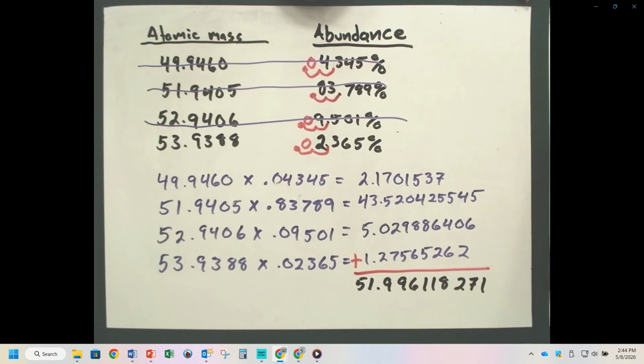So again, last thing, always round it to 5 digits. So 1, 2, 3, 4, 5 digits. These are my 5 digits. This one is less than 5, so those just go away. And that stays that. So there's my answer. My answer is 51.996. All right? Now, I didn't tell you what element this was, but if you looked at the periodic table, you could find what element that is. That is the mass that is on the periodic table.